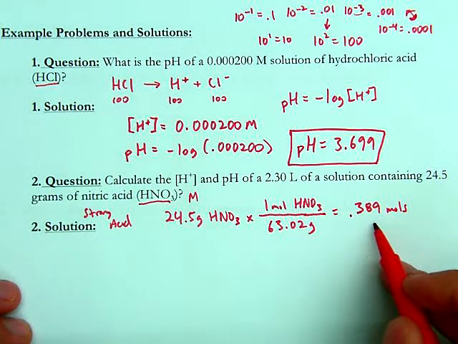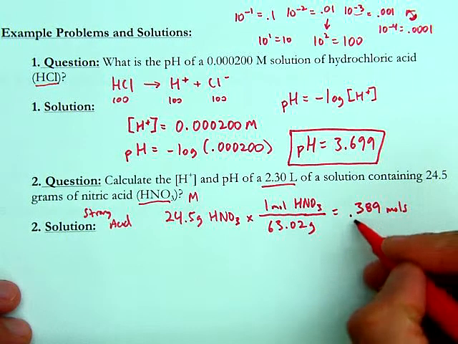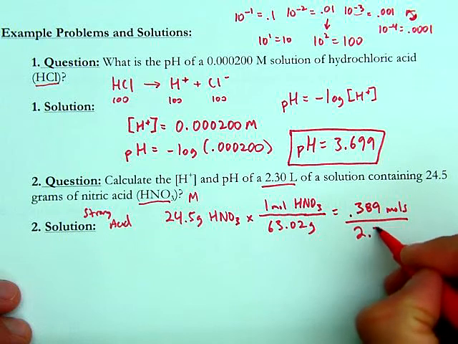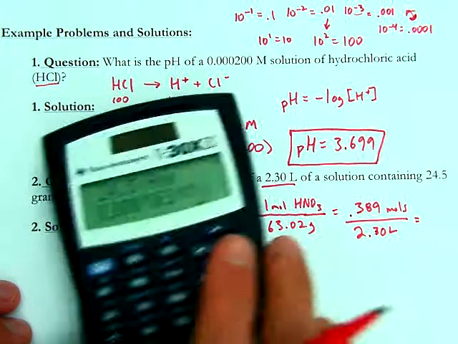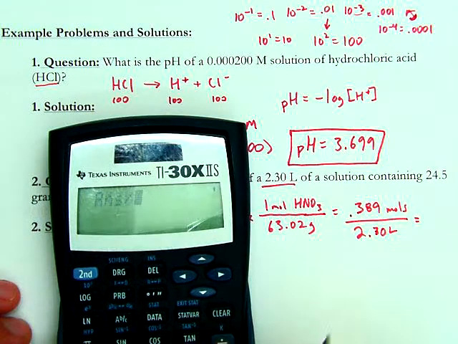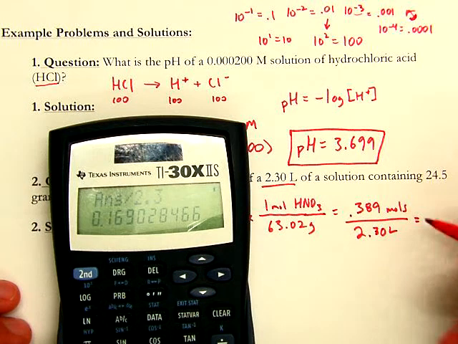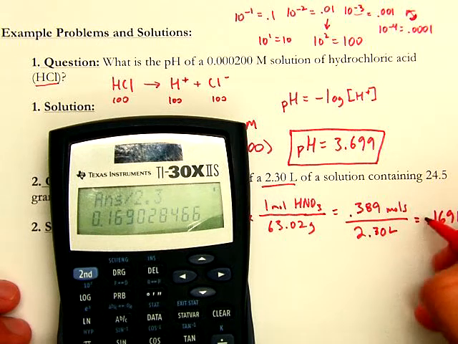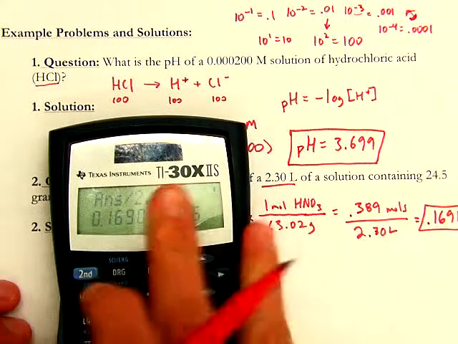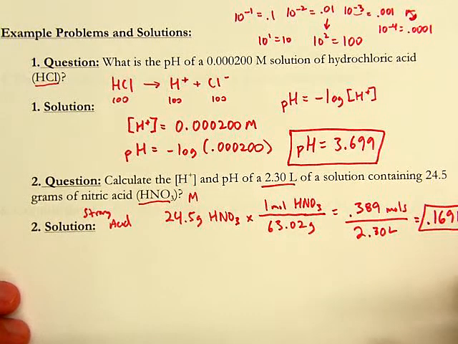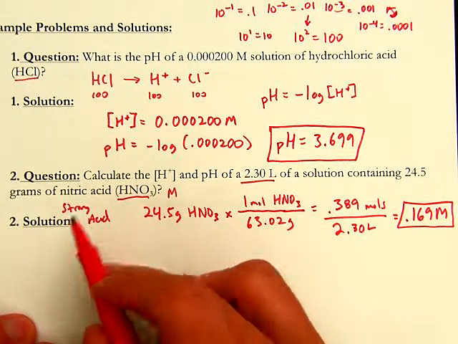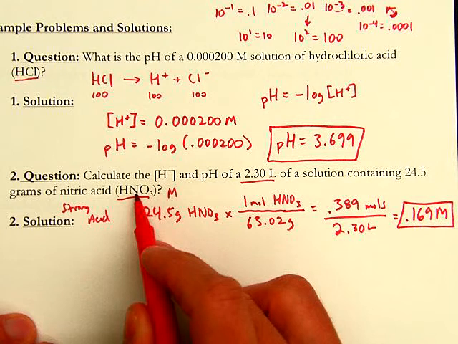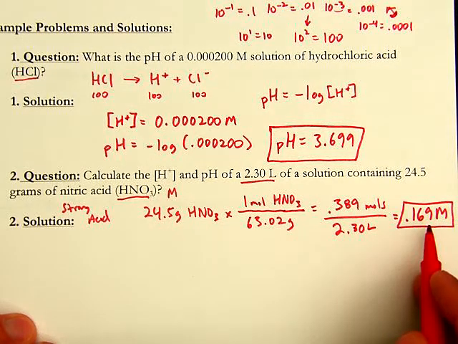Okay, so we now have moles and we also have liters. If we take moles divided by liters, 2.3 liters, I'm going to get my molarity. So I'm going to take this number and divide it by 2.3, and the molarity is 0.169. Okay, now, that's not our final answer, but that's actually one of our answers, because nitric acid is a strong acid, so this is the molarity of the acid.